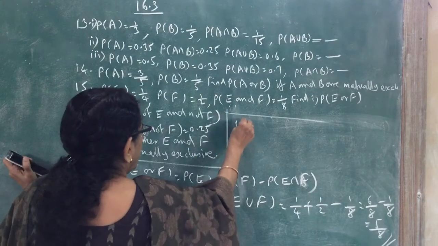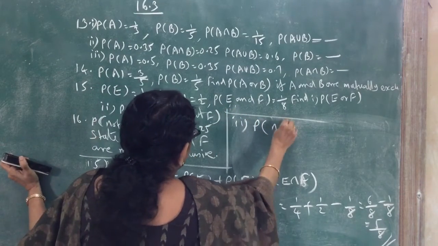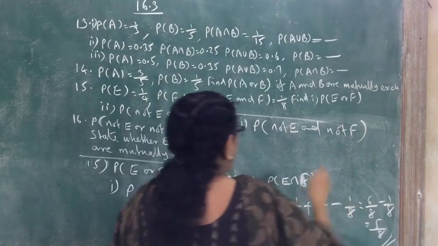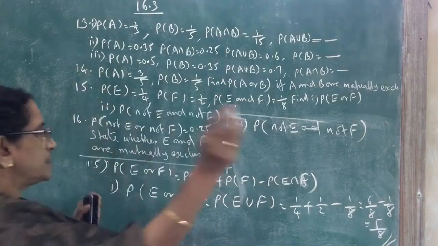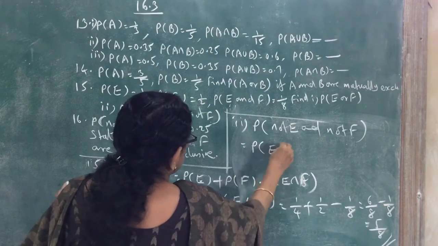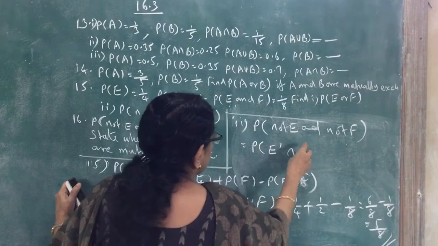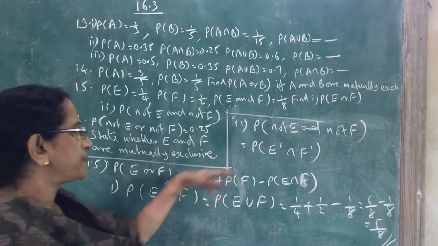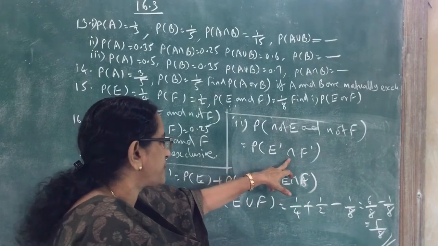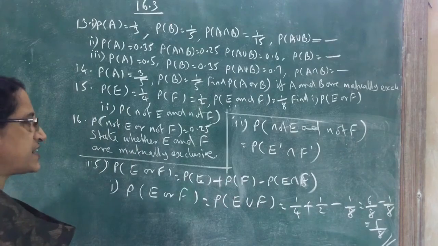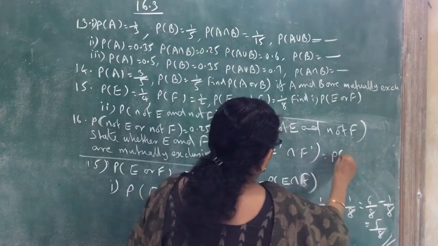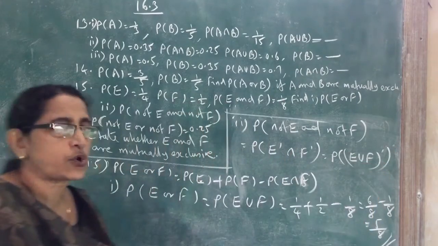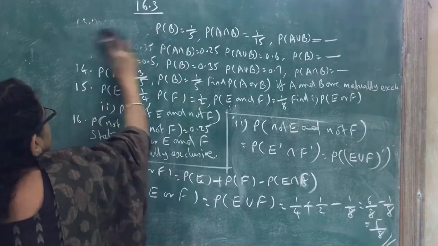Second, probability of not E and not F. Not E means E dash, and means intersection, not F is F dash. So probability of not E and not F means probability of E dash intersection F dash. And probability of E dash intersection F dash is the same as probability of E union F whole dash. That is De Morgan's law.